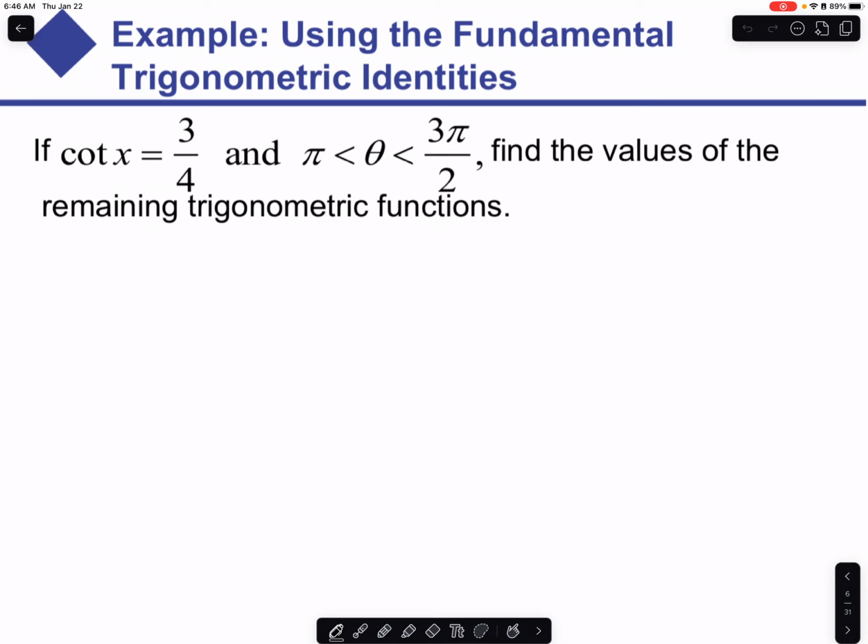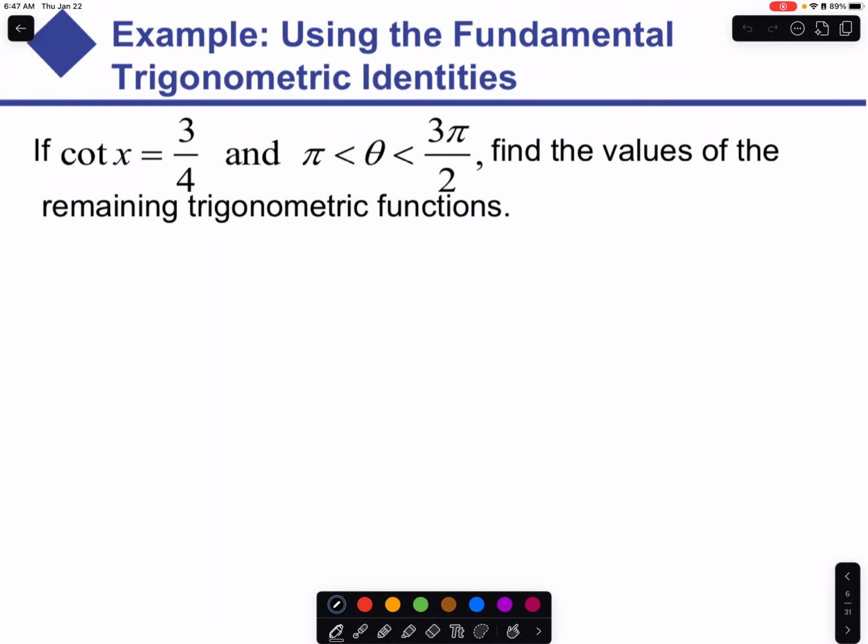All right, so in this example, it says that if the cotangent of theta equals 3 over 4 and theta is greater than pi but less than 3 pi over 2, so that's quadrant 3, find the values of the remaining trigonometric functions. So the plan is we'll use cotangent equals 3 over 4, and then we can use the Pythagorean identities to get all the trig functions. And then we'll use the fact that theta is in quadrant 3 to get our signs straight.